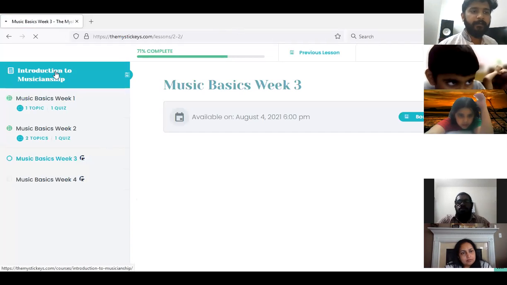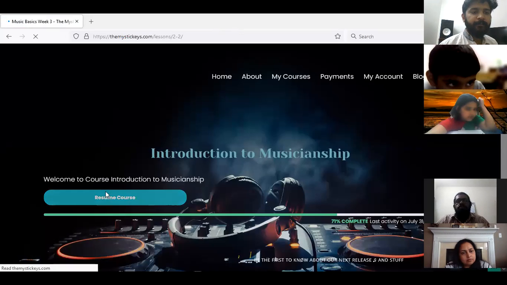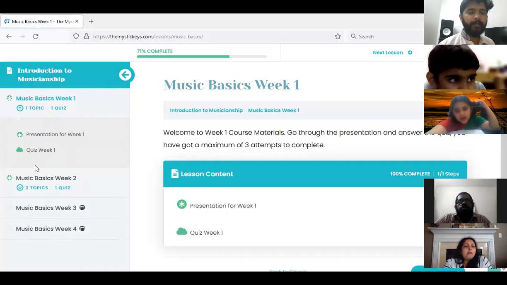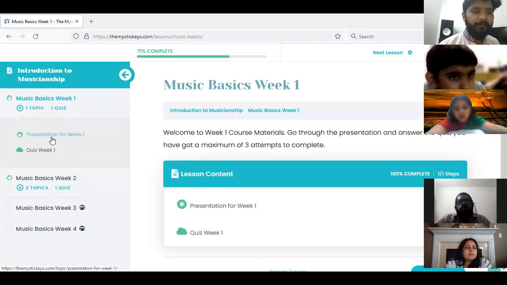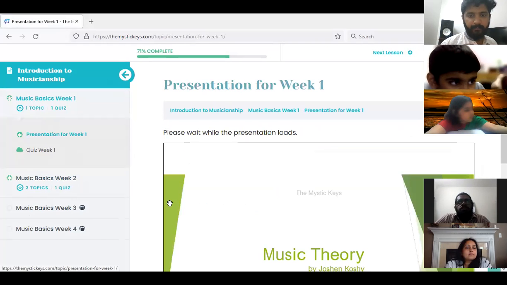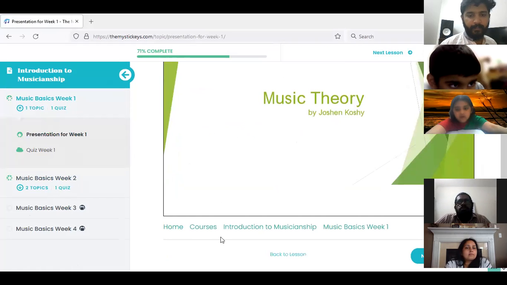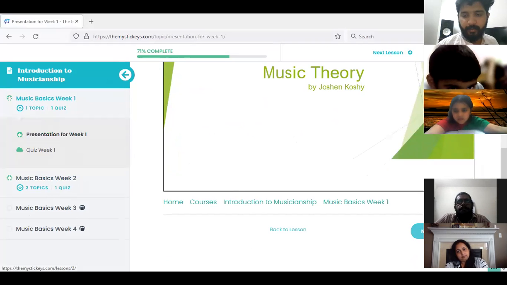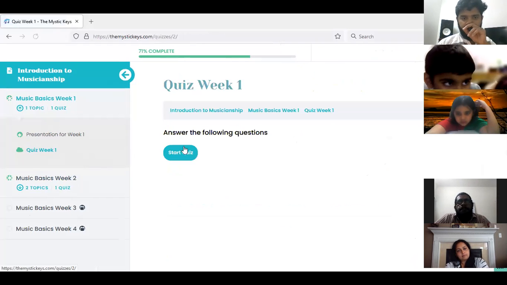On the left side here we have week 1, week 2, week 3, week 4. Week 1 and week 2 are live now. Week 3 and week 4 I'll update soon. In week 1 you have the presentation that we discussed in the first class. All the topics are there. After completing it, there is a mark as complete button. Once you've marked it, it won't show up. I've already completed it, so it's not showing up for me. After completing it, you go to quiz week 1, start quiz.